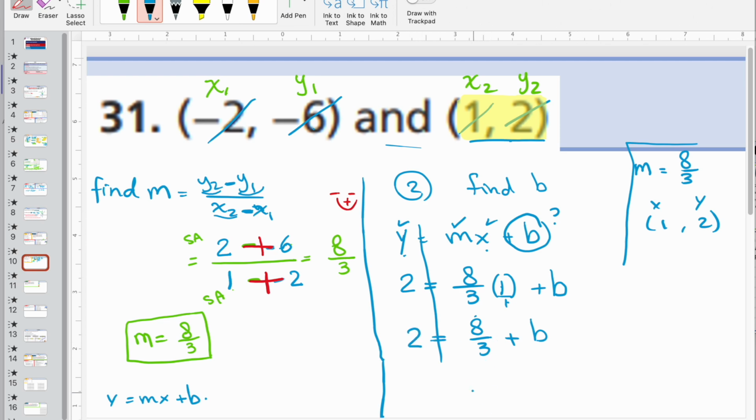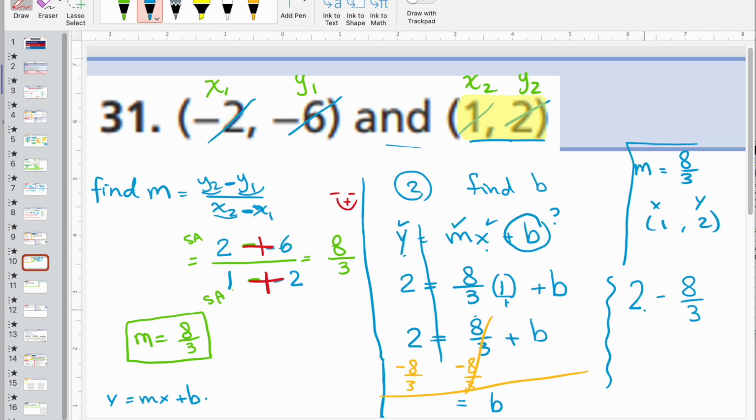Anyways, now solve. That just cancels this. I have to do what? I have to minus 8 over 3 on both sides. What do I have left? B equals, let's do this calculation on the side. 2 minus 8 over 3. This is not a fraction. I have to write it as a fraction first.